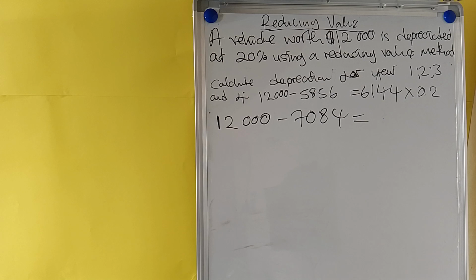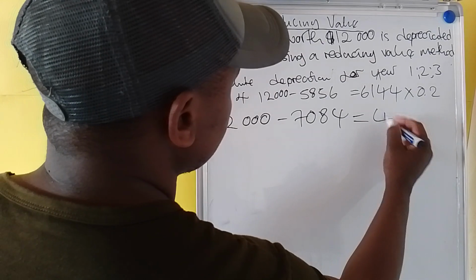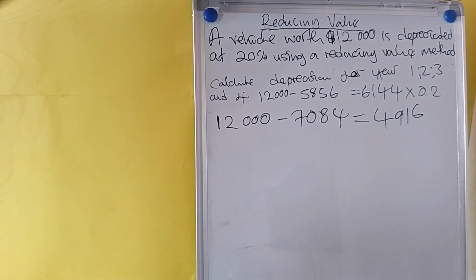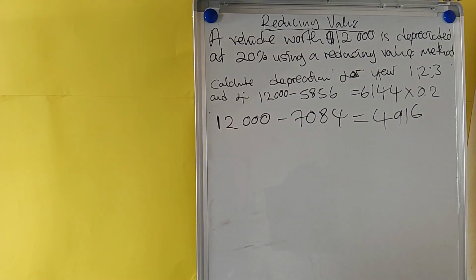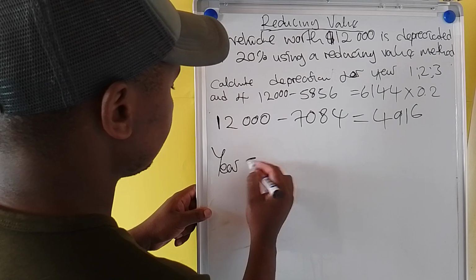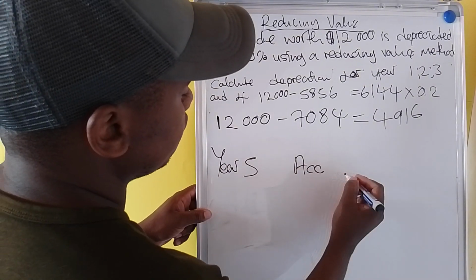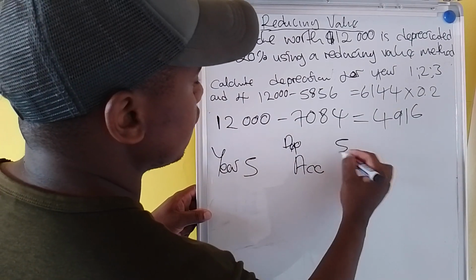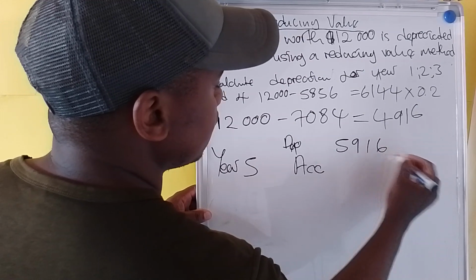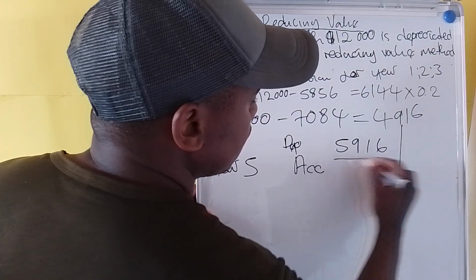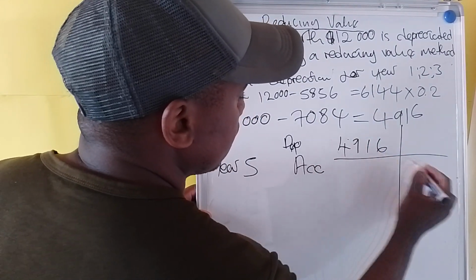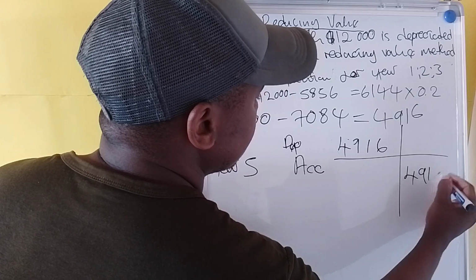12,000 less 7,084 gives us 4,916. So that is the final year. Year 5 depreciation is 4,916, and accumulated depreciation is again 4,916.